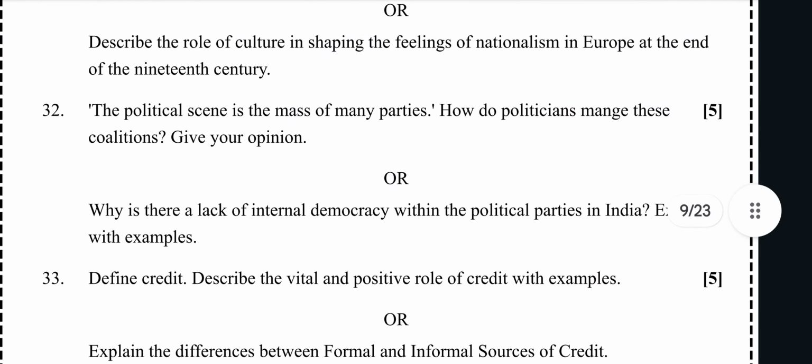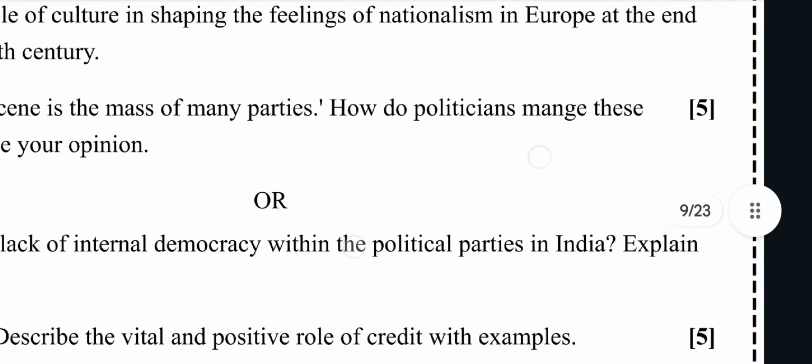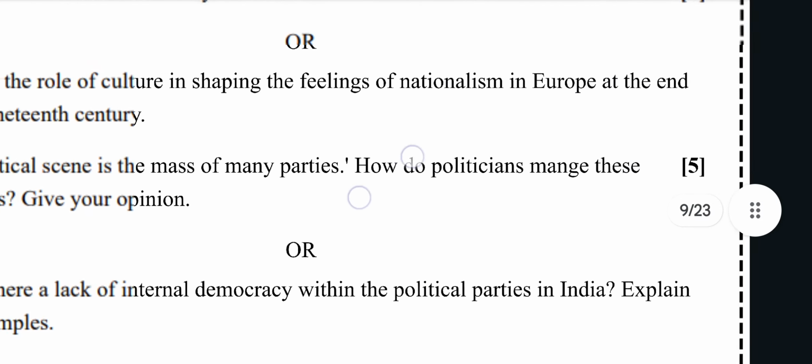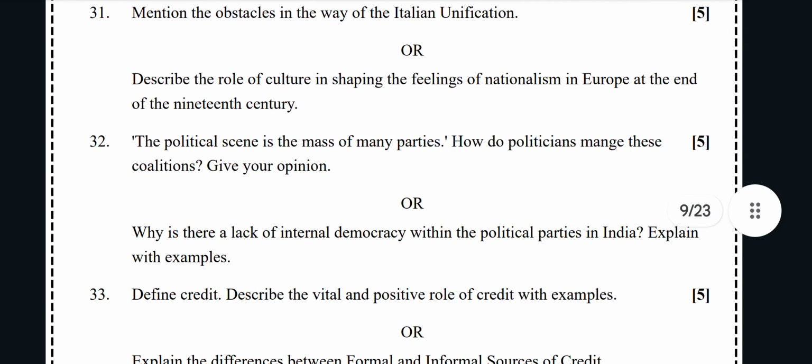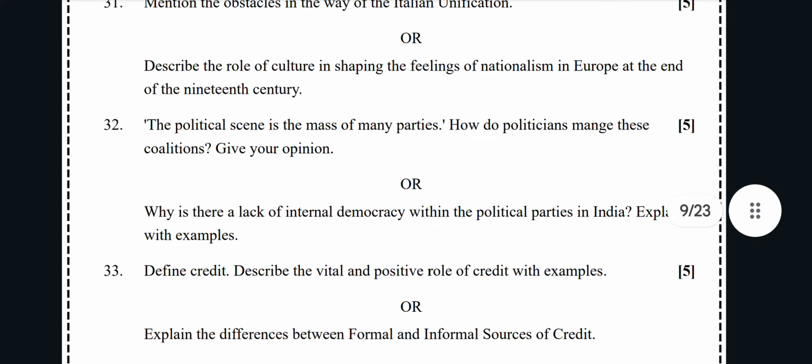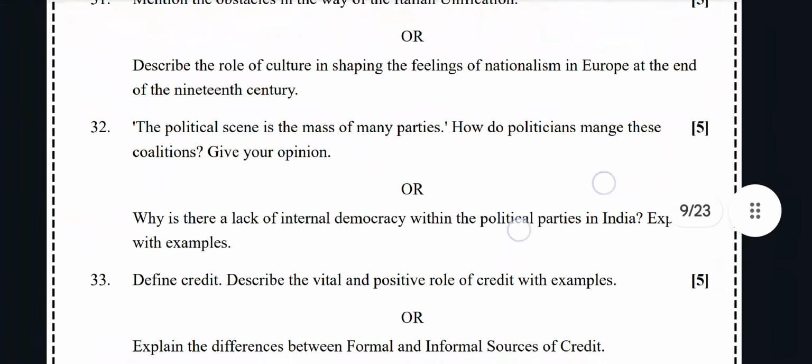Next you can see the political part, that is the civics part. Political scene is the mass of many parties. How do politicians manage these coalitions? Give your opinion. Or why is there a lack of internal democracy within the political parties in India? Explain with examples. So in this, what you have to do is go through these questions. Which question is easier for you, that you have to select. See, it is a 5 mark question. In which question you can write maximum points, that you have to select and write.